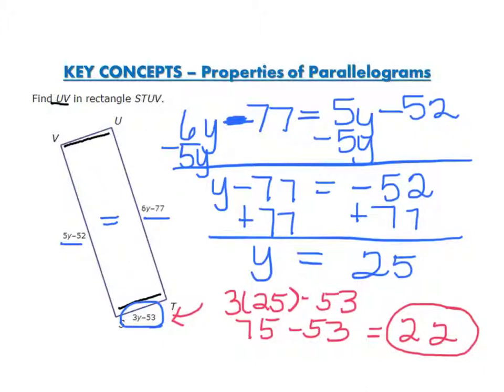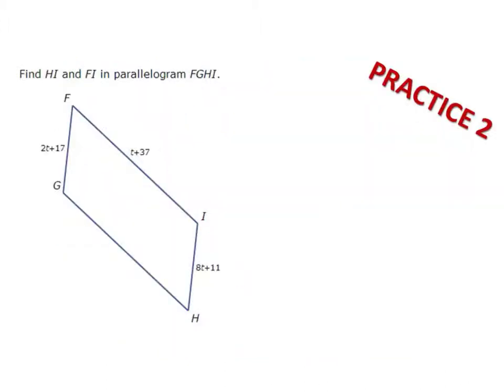So this was a two-step problem. I had to find the value of y by using the longer sides and then plug that number into the shorter side to find the length of the shorter side. Here's your problem. They want you to find the length of HI and FI in parallelogram FGHI. So you have to find the length of both the short side and the long side of the parallelogram.